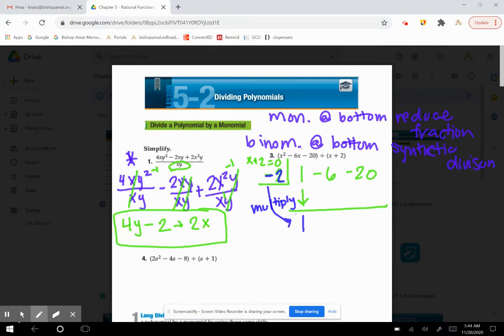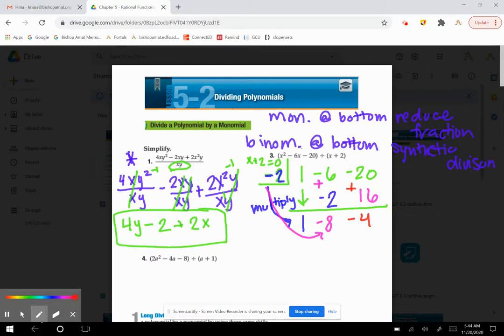So negative 2 times 1 is negative 2 and it gets brought over here. Then you add down to get you negative 8. And again, you multiply over to get you 16. You add down to get you negative 4.